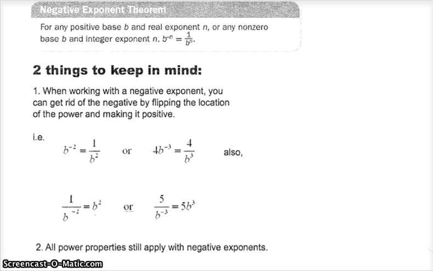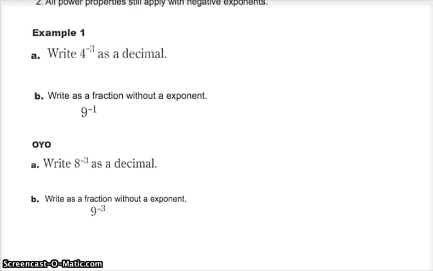Now let's look at a couple examples of how we can actually use negative exponents. First, we'll practice just writing negative exponents as fractions and decimals. To write 4 to the negative third as a decimal, let's first look at what it looks like as a fraction. Since it's negative, I write this as 1 over 4 to the third power. Well, 1 over 64 gives me my decimal of 0.015625. That all came from the fact that I could rewrite this as a fraction.